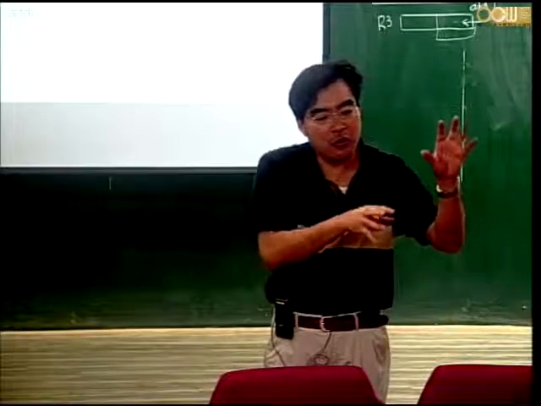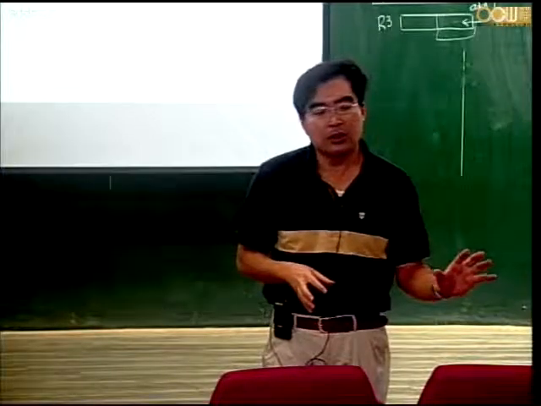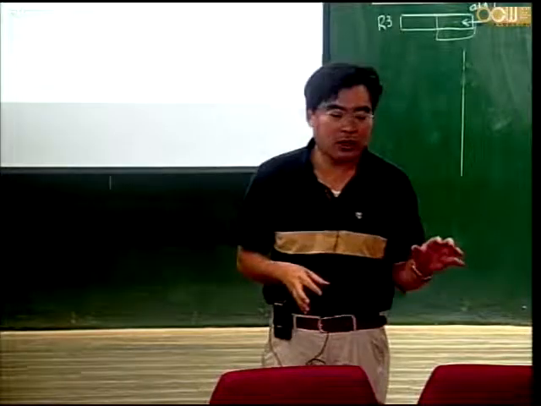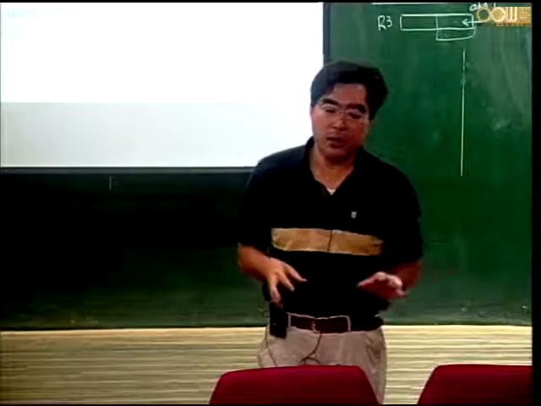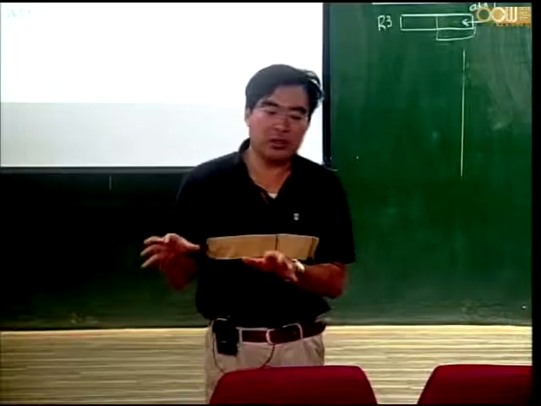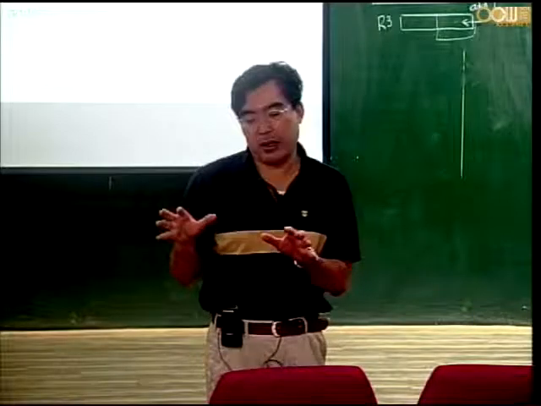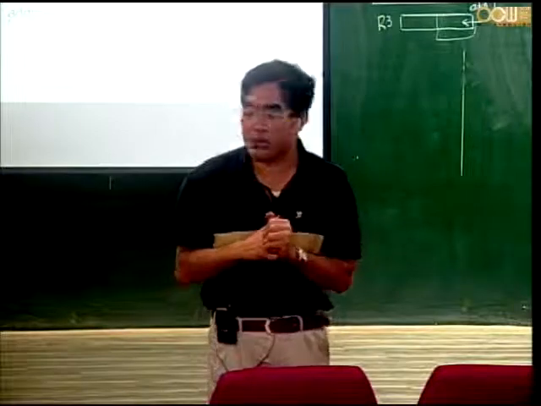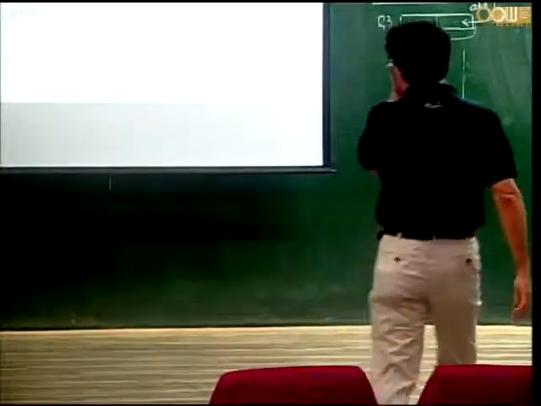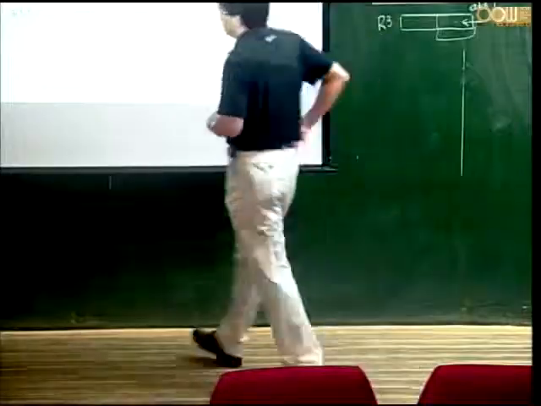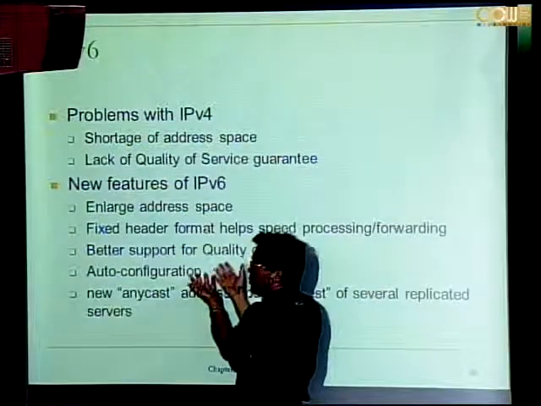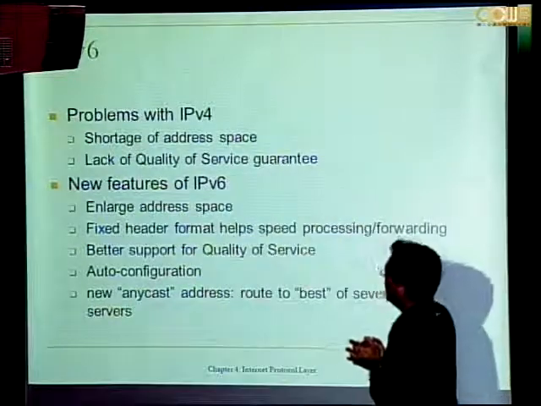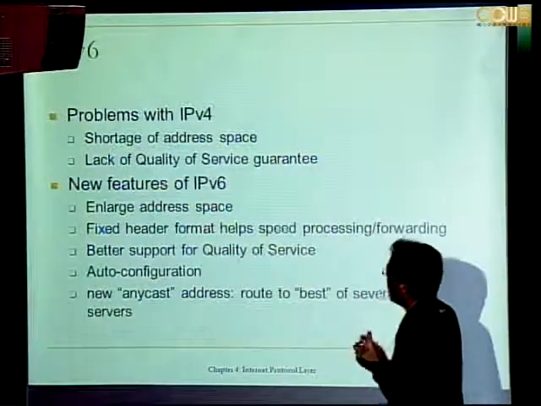So with V4, you need DHCP to do configuration on a client host, so that the client host can get an IP address. But in V6, you don't. It embeds the auto configuration mechanism into the V6 protocol itself. Auto configuration, which is great, is embedded. You don't need DHCP for V6. And it supports unicast, multicast, broadcast, and also anycast.